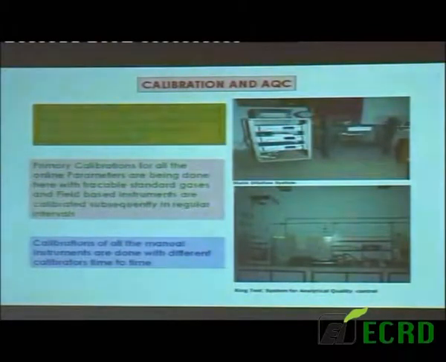This is the calibration laboratory at headquarters. So you need the calibration, calibration in the field as well as sometimes in the laboratory. And mainly here we do the primary calibration with the gases, and in the field we do secondary calibration with the help of permeation tubes.